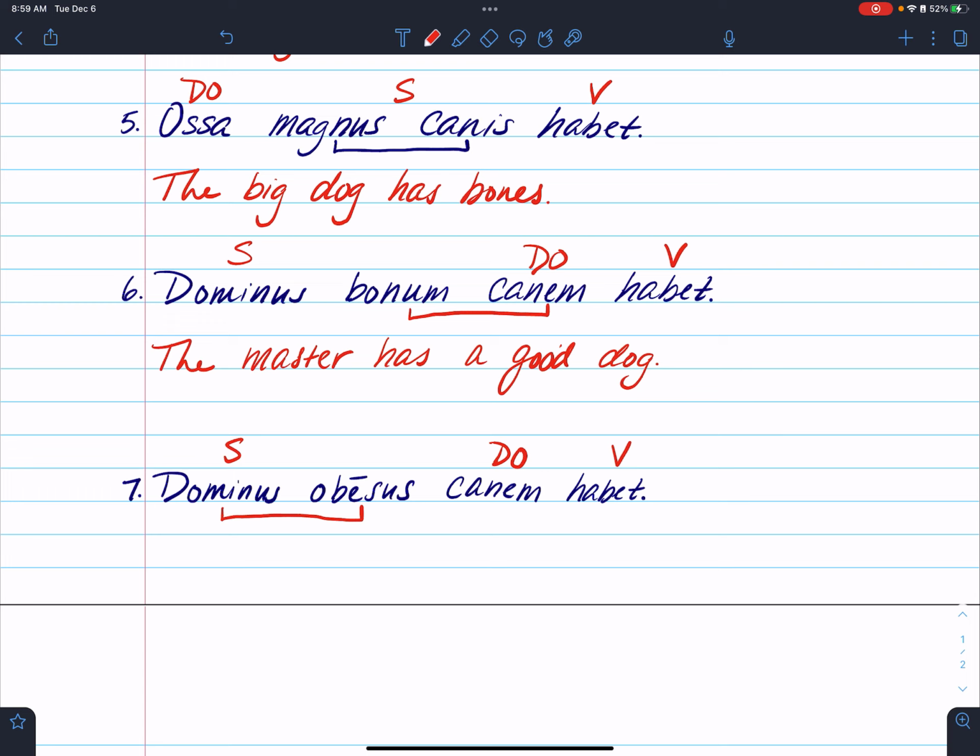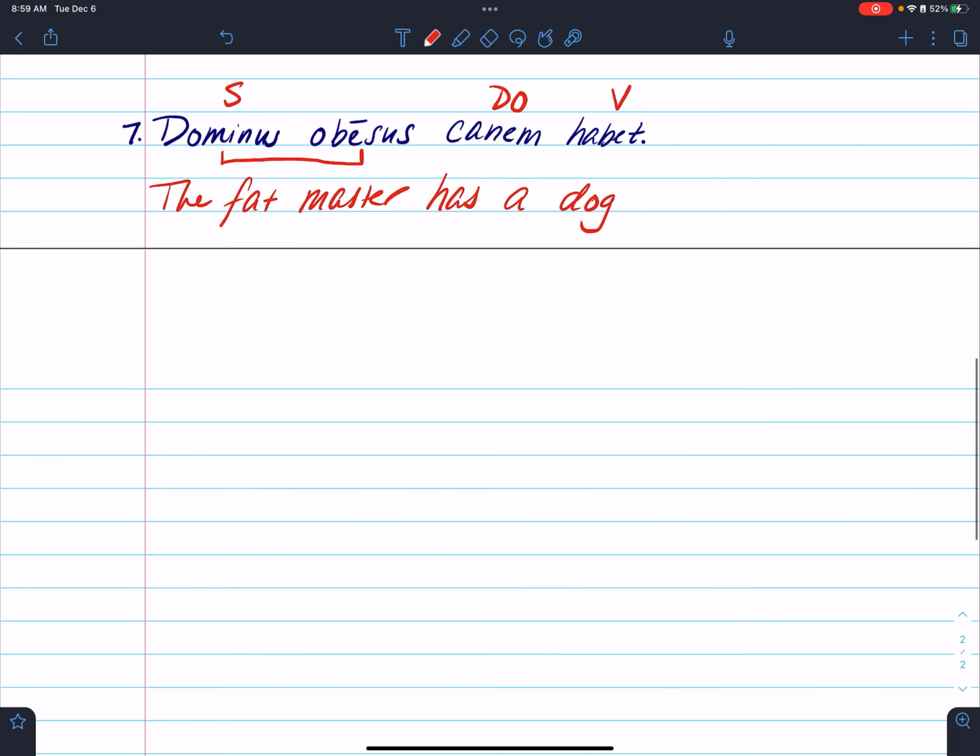Ah, okay. All right, so Dominus obesus, what kind of master is he? Yep, the fat master has a dog or dogs? A big dog. Good, a dog. Okay, last one, number 8.